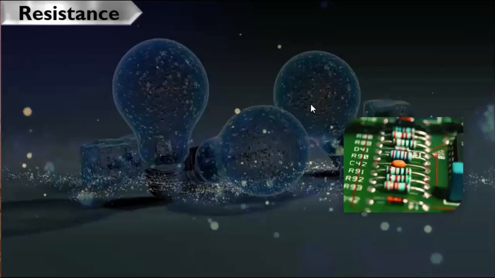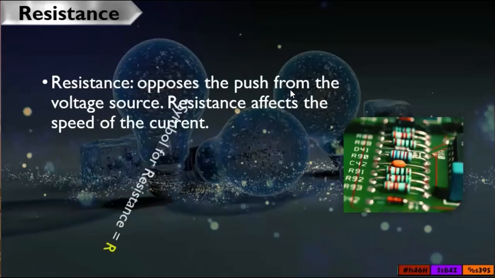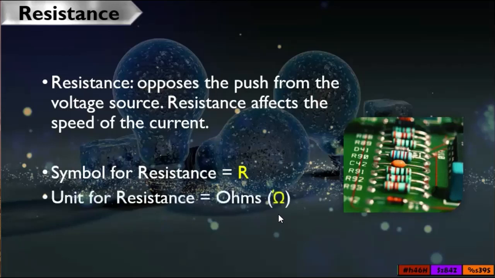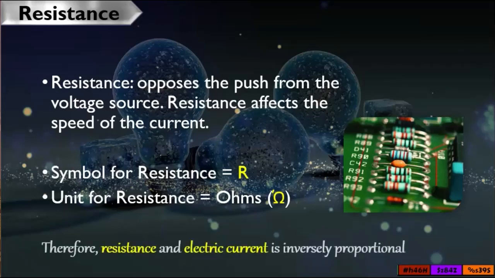We are down to the last concept, which is resistance. Resistance opposes the push from the voltage source. Resistance affects the speed of the current. The symbol for resistance is capital letter R. The unit for resistance is ohms, and this is the symbol omega. Therefore, resistance and electric current are inversely proportional to each other.